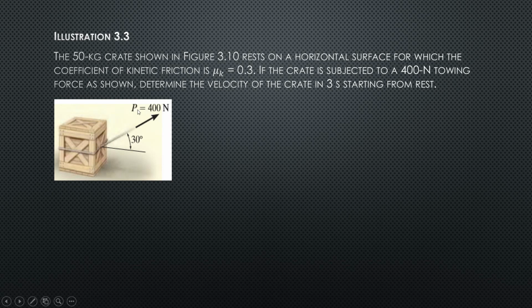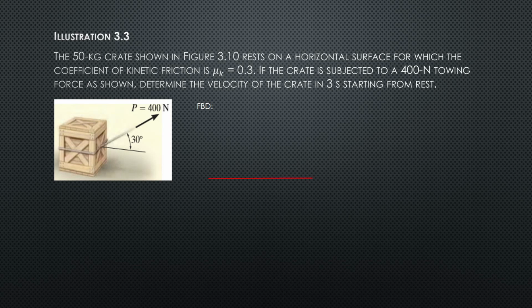So a towing force is applied as shown, that is 400 newtons at an angle of 30 degrees. As you can see, there's a kinetic friction, mu k, that is simply the symbol for kinetic friction, which is equivalent to 0.3. Now every time we encounter some of these problems, we need to draw an FBD. FBD is simply the free body diagram.